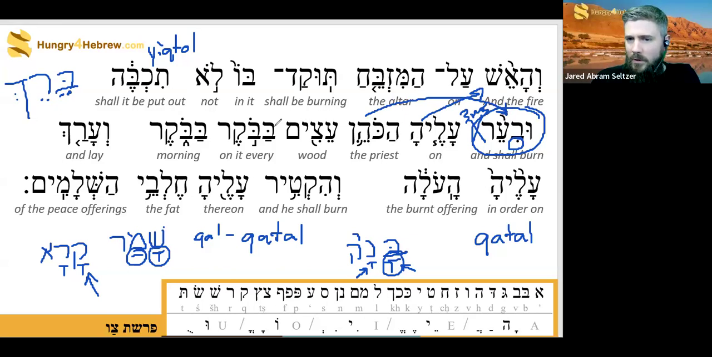Etzim, wood. Well, that seems a little oddly placed. Whenever you see an oddly placed noun, it's probably acting like an adverb. With wood, by wood, through the use of wood.